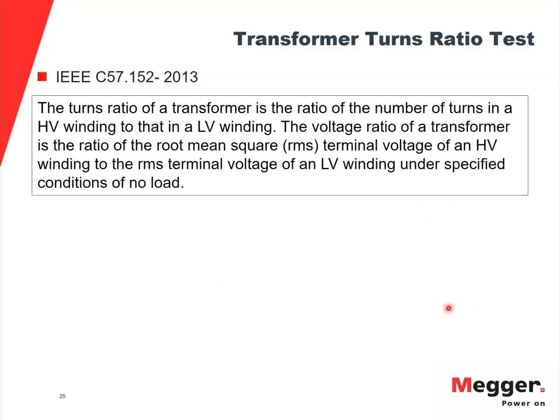Then we have another standard, which is the field testing guide for transformer IEEE C57.152. It mentions that the definition for turns ratio is still the same, but it also defines what we call voltage ratio. So the voltage ratio of a transformer is the ratio of the RMS voltage of a high voltage winding to the RMS voltage of a low voltage winding.